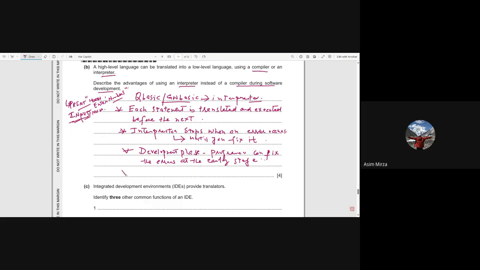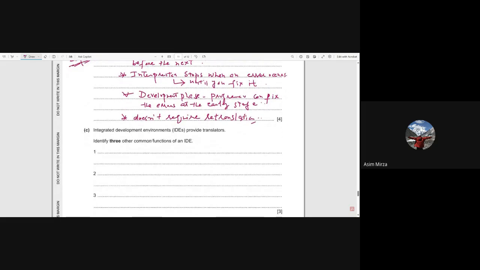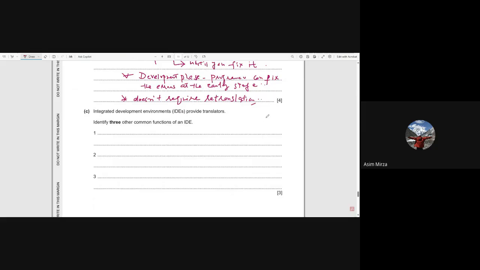After fixing the error, it does not require retranslation. It starts translating from the very next line after you fix the error, right? So that is it. Let's move on to the third part, that is part C.